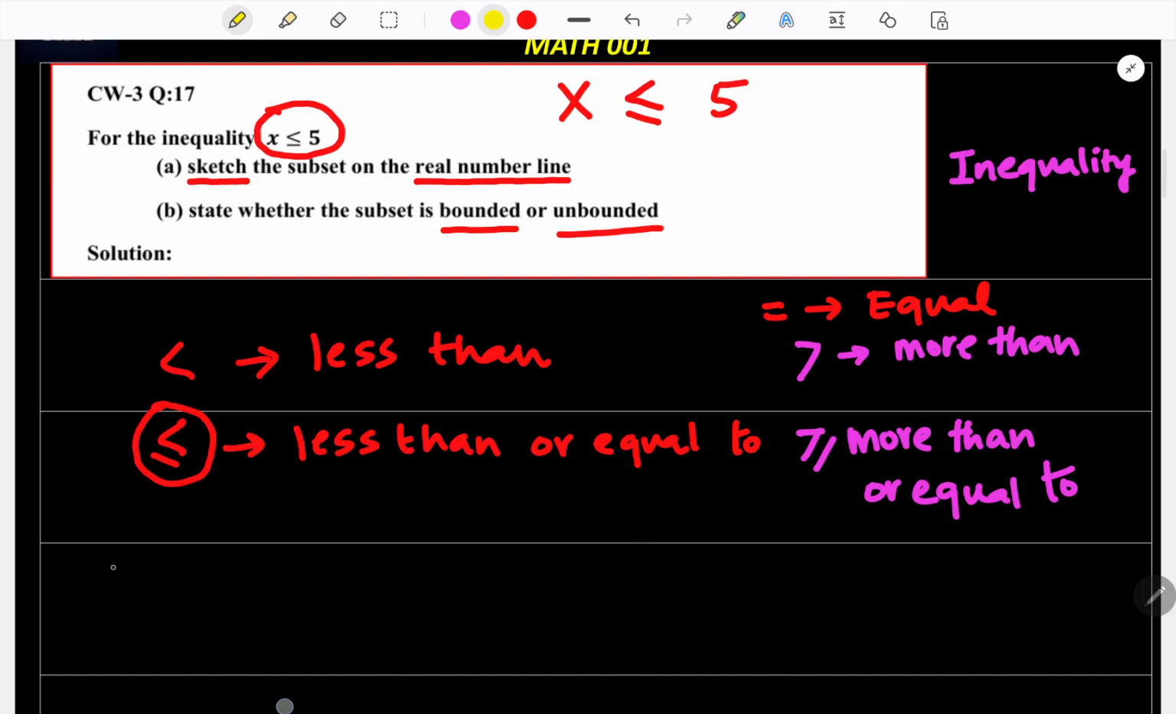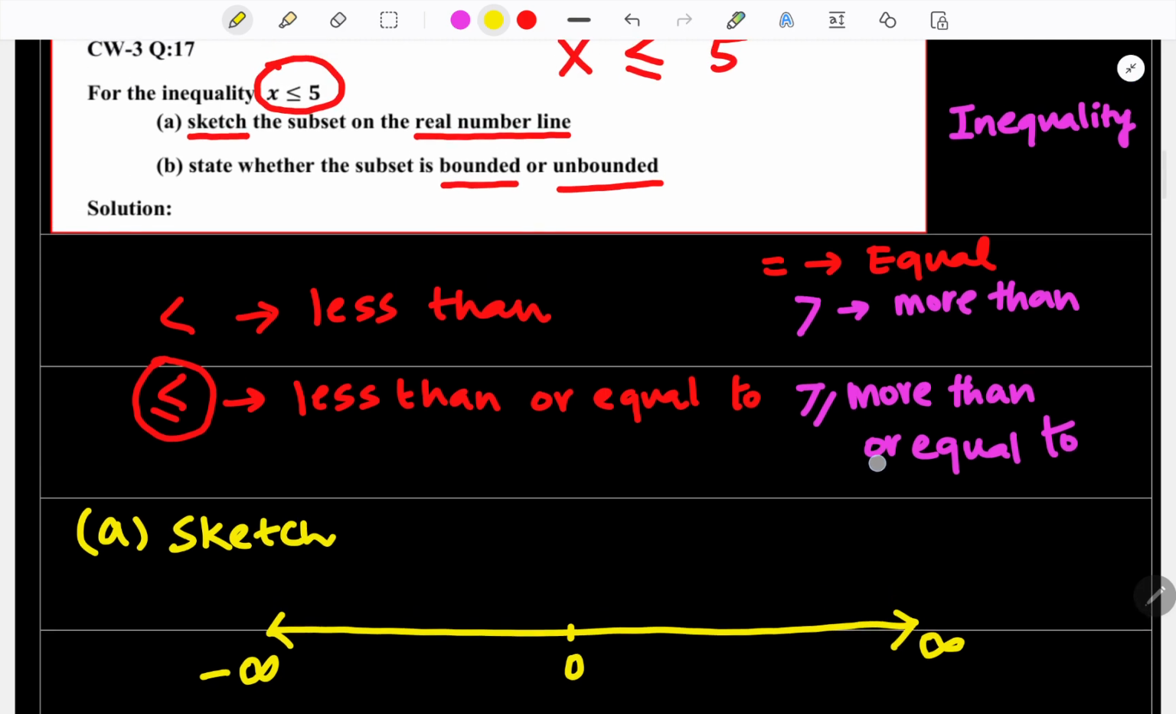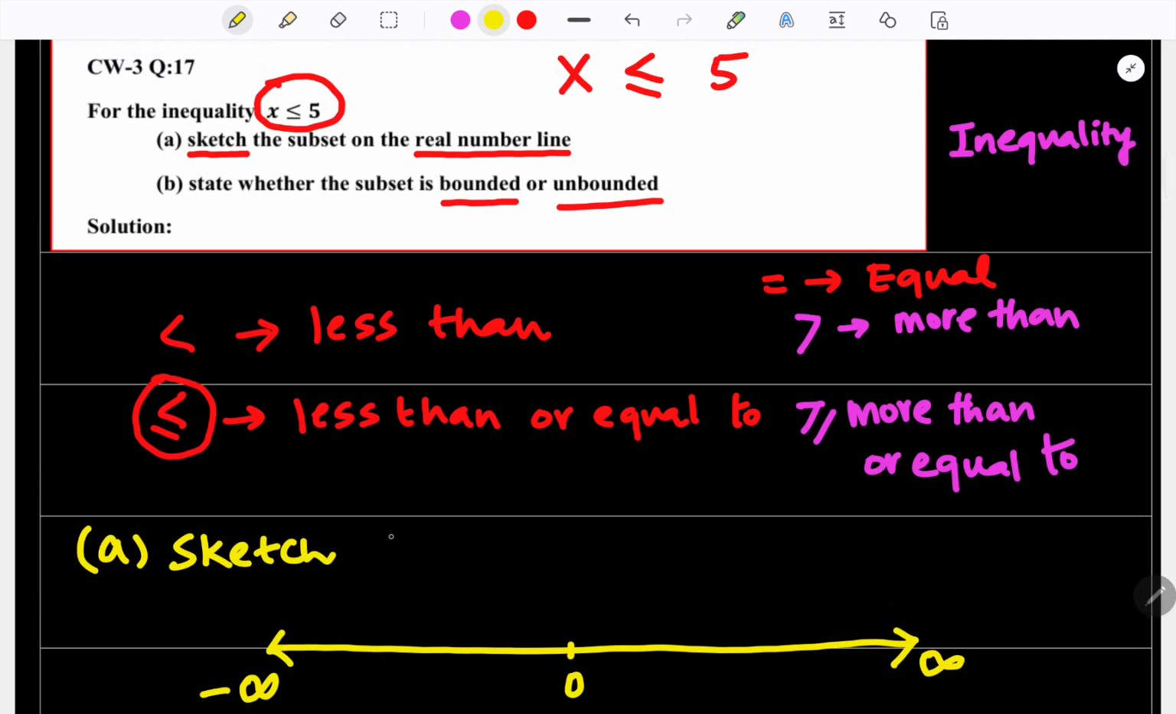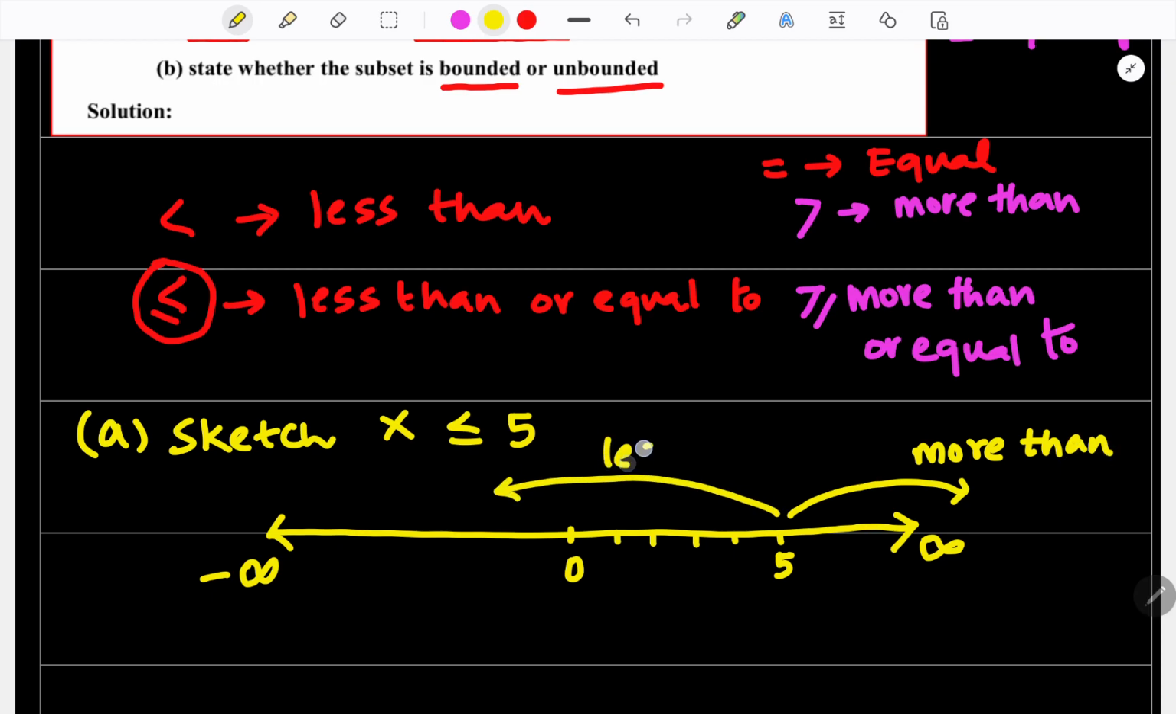How are we going to do the first question? We are going to do the sketch. What is a real number line? This is called a real number line. This is infinity and this is minus infinity. And this point is 0. We need to draw x less than or equal to 5. Where is 5? Let me put 1, 2, 3, 4, 5. So this is number 5. After this 5, this place is called more than. And this place is called less than.